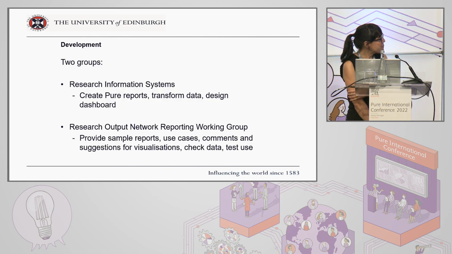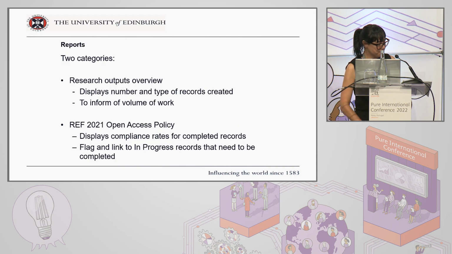The report was developed by the Research Information Systems team, which Nick here manages. They are the ones that are developing in Power BI. What the Research Output Network working group has done is essentially provide report templates and suggestions for visualizations and tested it. So all the credit goes to Nick's team. I essentially just ask what I want, and then Nick goes and develops it, which is great. So all the credit to them.